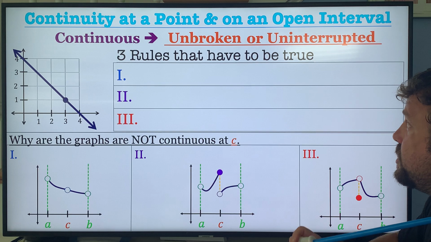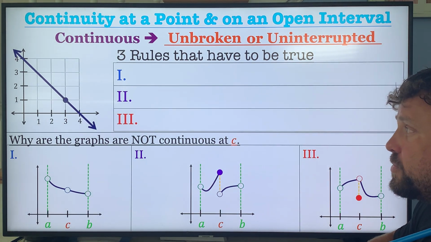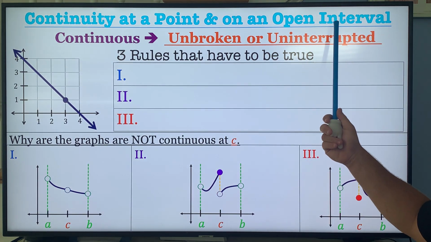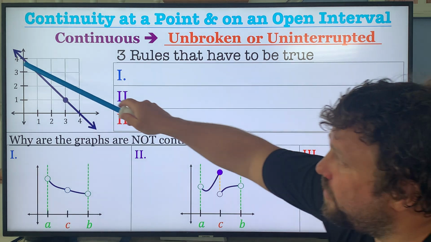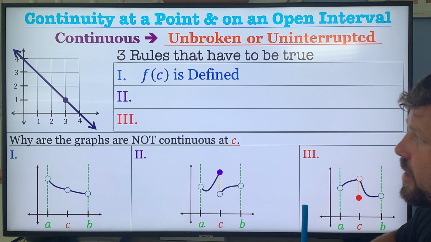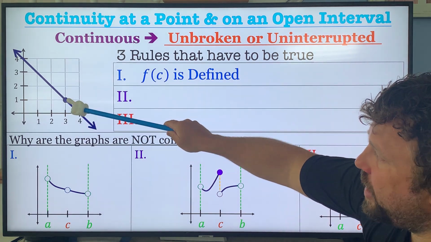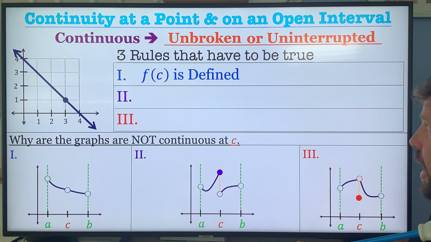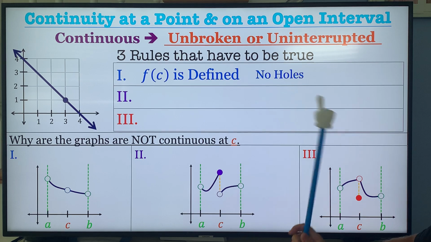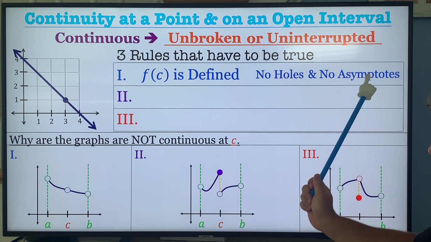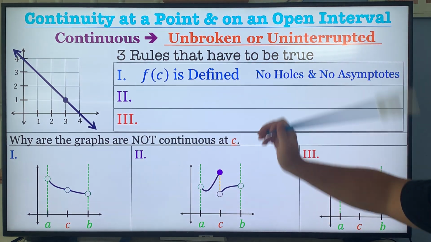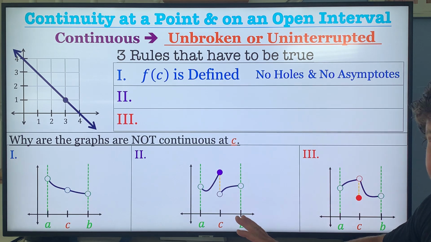So there are three things that have to be true. There are always rules, and if these rules are followed, you have a continuous line. Open interval pretty much means it goes from negative infinity to infinity, so it just keeps on going forever. First rule: f of c is defined. That means when I say f of 3 equals 1, you actually have a value at the point. So you can't have any holes, and you can't have any asymptotes. If there's a hole or an asymptote at the point you're looking at, it's not continuous.